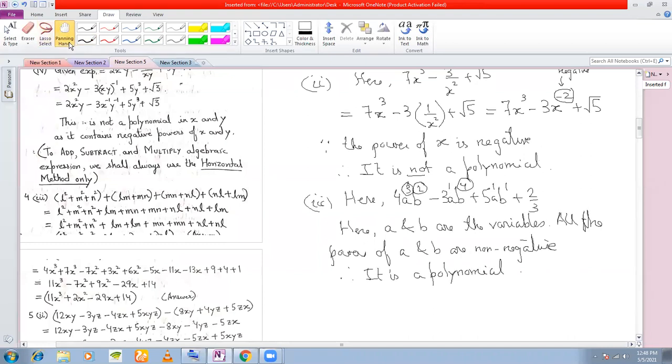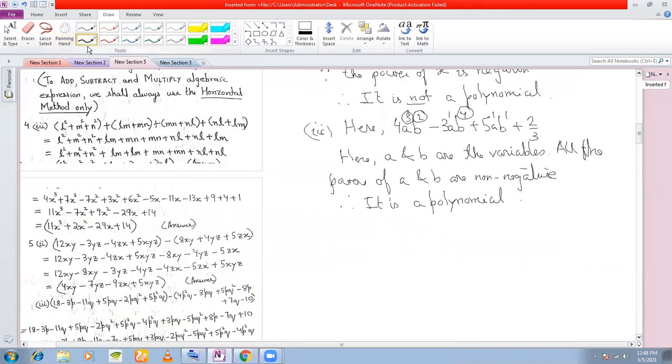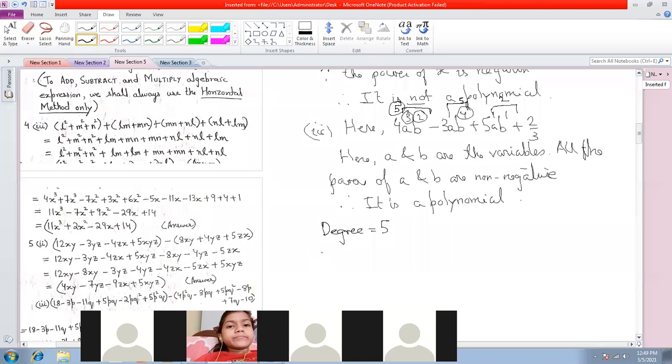Now the question is, if it is a polynomial, what should be the degree? Remember, I told you for a polynomial in two or more variables, how do you find the degree? You just add up the powers of the variables. Here, if you add up the powers, the addition is 5. Here, the addition is 5. Here, the addition is 2. So which one is the highest? 5. Therefore, degree must be equal to 5. Did you understand? Any questions? No, sir. Fine.